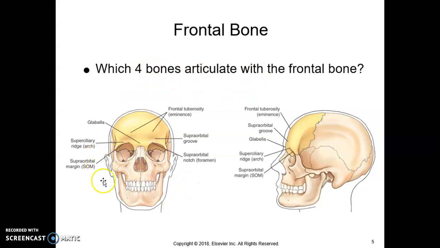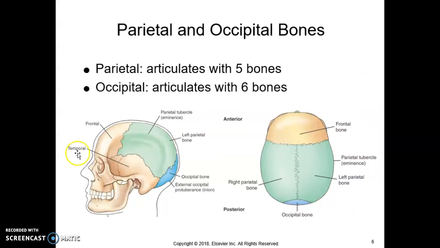Again, as you maybe noticed with the model that you were playing with, there's facial bones that articulate with the frontal bone as well. But if we're going to keep to the cranium, those are the 4 bones that we're talking about. So the parietal bone, again, articulates with 5. So which 5? Make sure that you can name them. And then the occipital bone articulates with 6 bones. Make sure that you can name those as well.